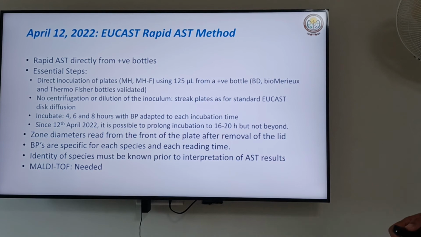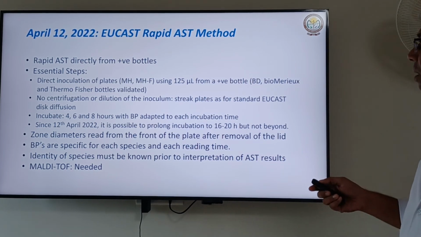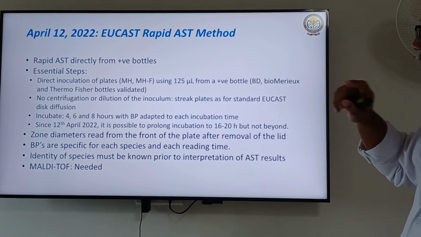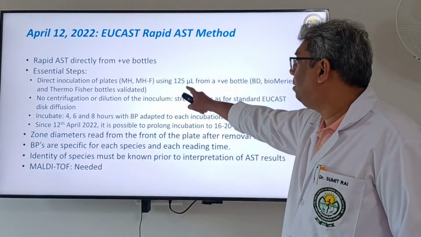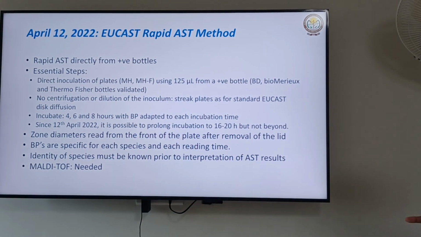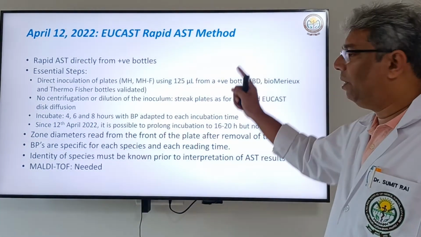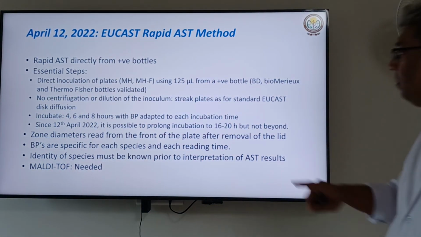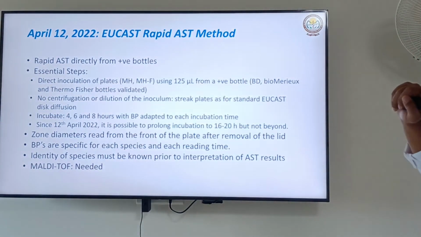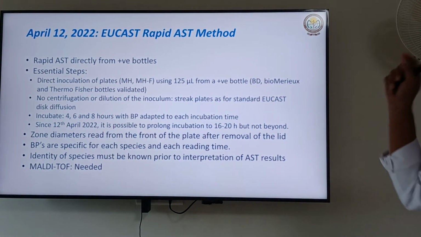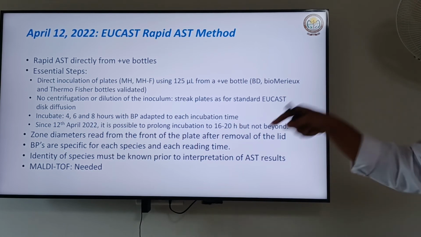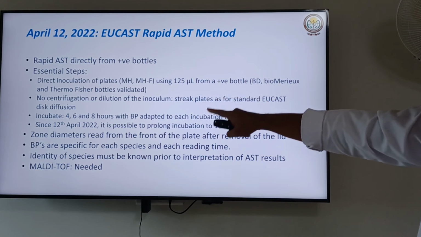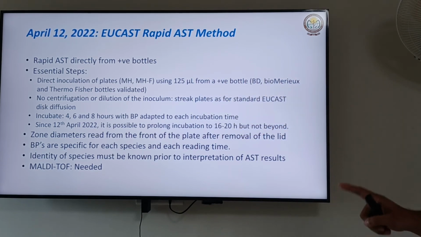And on April 12, 2022, EUCAST released the official EUCAST rapid AST method directly from blood culture bottles. The essential steps are, like I told you, using a specific volume of 125 microliter of the positive blood culture broth, which is processed within 0 to 14 hours, unlike 8 hours for CLSI. No centrifugation is required, no dilution, no alcohol. You take the positive blood culture bottle and straight away put 125 microliter on the plate, incubate and read at 4 hours, 6 hours, 8 hours, at 35 degrees plus minus 2.